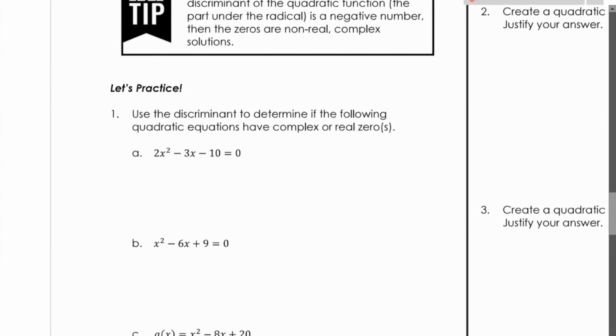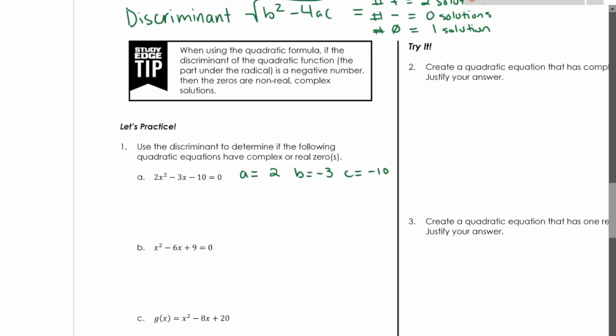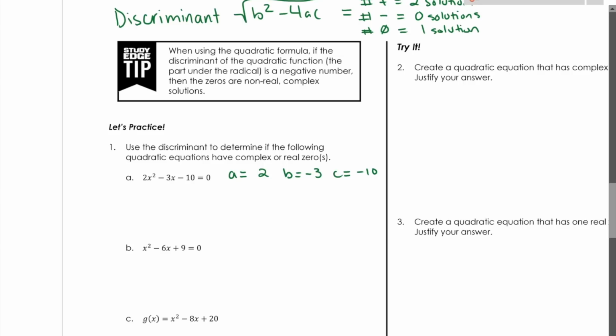So first off, use the discriminant to determine if the following quadratic equations have complex or real zeros. So how do I do this? The first thing I'm going to do is I'm going to identify my A, my B, and my C. So my A in this problem is a 2, the B is a negative 3, and the C is a negative 10. So the formula for discriminant is this right here, b squared minus 4ac. So I take my radical and I put b squared, so it's a negative 3 squared minus 4 times a times c.